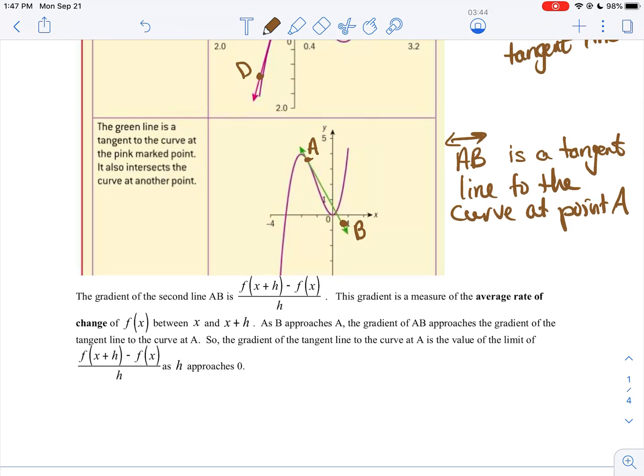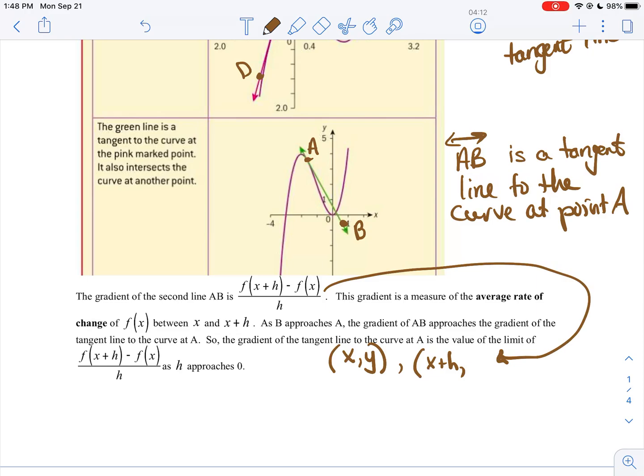The gradient, or slope, of the secant line AB is f of x plus h minus f of x over h. Does that look familiar? Okay, let me kind of draw something here for you. If I had a point xy and a second point that would be a distance of h apart, then this would be f of x plus h. And let me go back here and erase that.